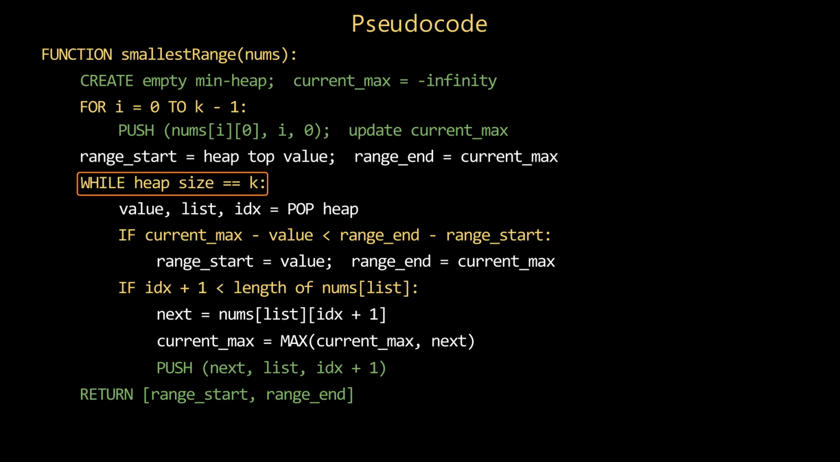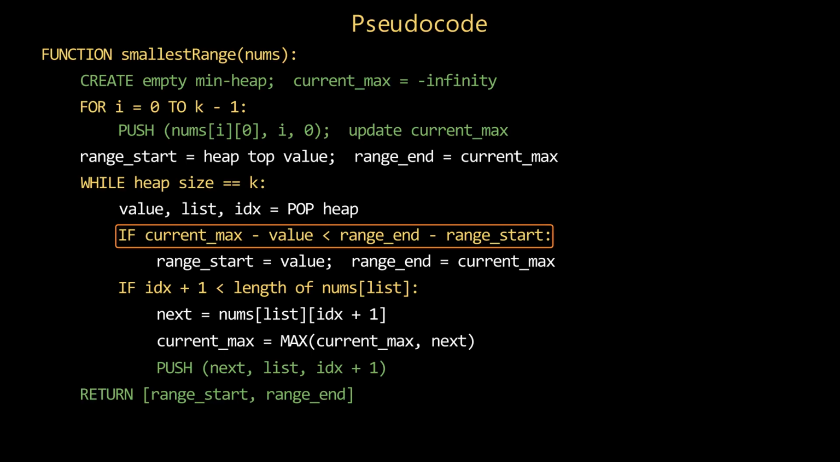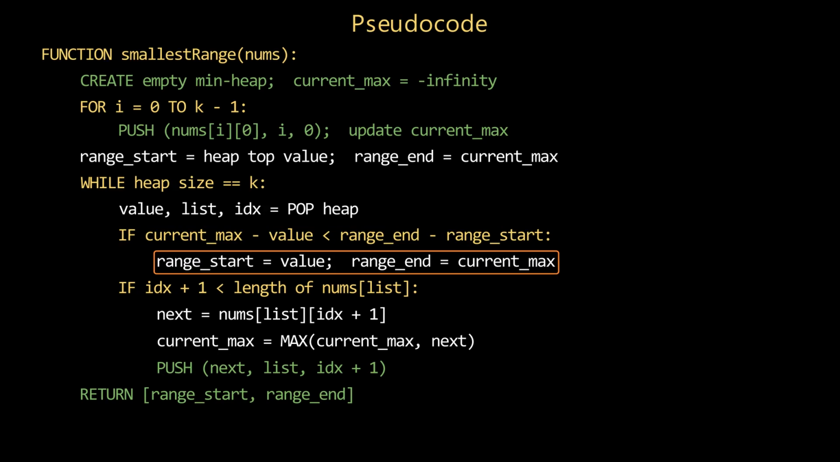We keep contracting as long as every list is still represented on the heap. We pop the current minimum, the value dragging our window's left edge. We check whether the gap from this minimum up to the running maximum beats our best range so far. If it is strictly smaller, we record the new champion coordinates.